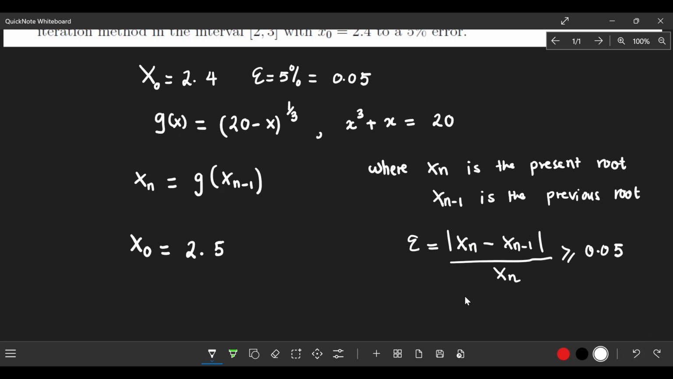So every time you do the iteration, you have to be checking that this must be less than or equal to 0.005. So it must be greater. You only stop when this is greater than or equal to 0.005. Otherwise, if it's less, then you have to continue doing the iteration until this condition is met. So this tells us when we are supposed to stop. Are we together?